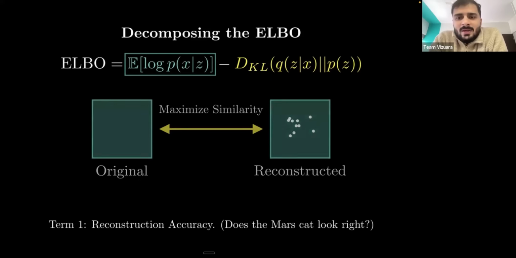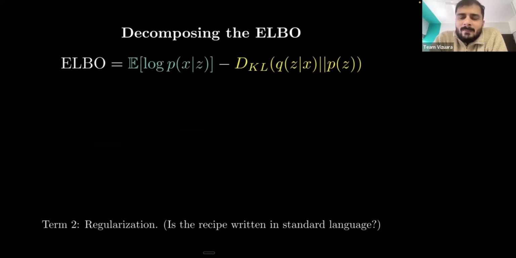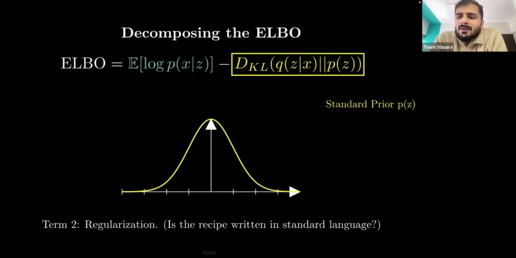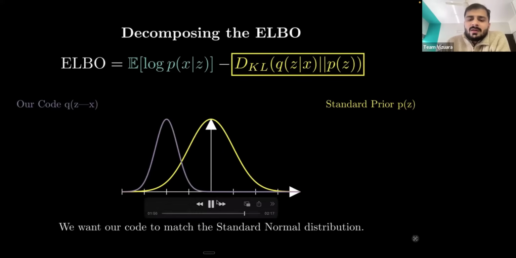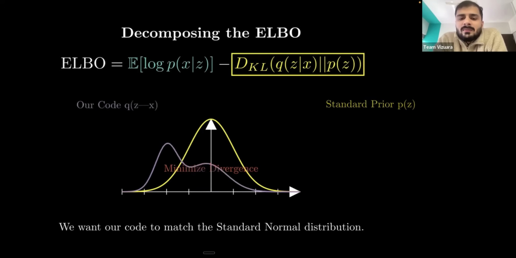The second term which we need to focus on is the regularization term, which asks whether the recipe is written in a standard or normal or Gaussian distribution. So if the standard prior is P of Z over here, in yellow, and initially we are somewhere in the blue, we slowly shift it so that it becomes close to the yellow curve.